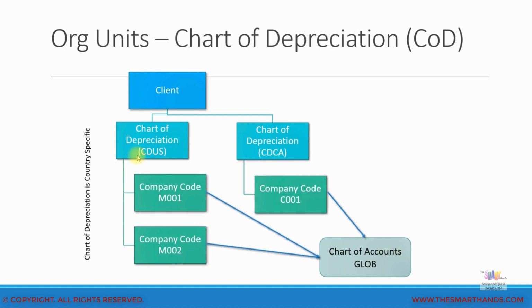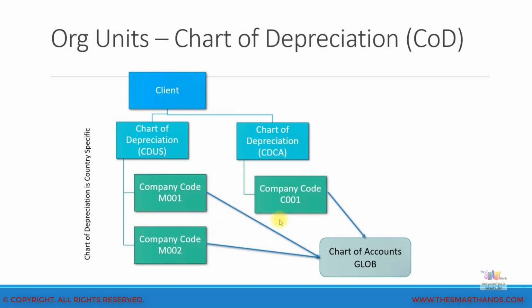So you create one chart of depreciation for your country, and many company codes can use that same chart of depreciation. So you assign these company codes to the chart of depreciation. Similarly, if you have a business in another country, you create another chart of depreciation for that specific country. So in this example, I've chosen US and here it's Canada. And you can assign those company codes to that chart of depreciation.